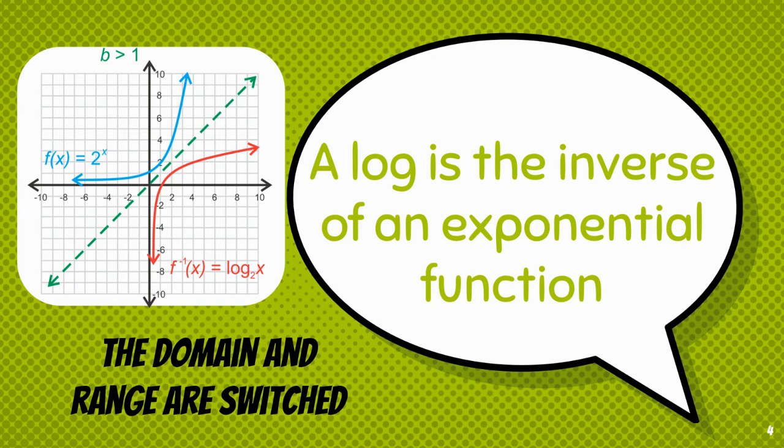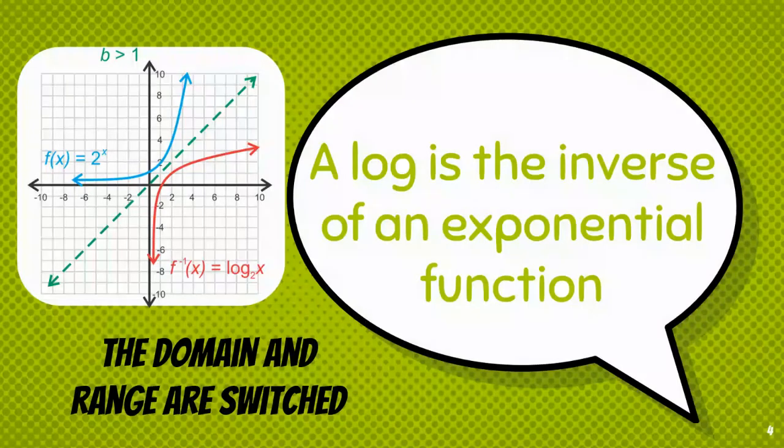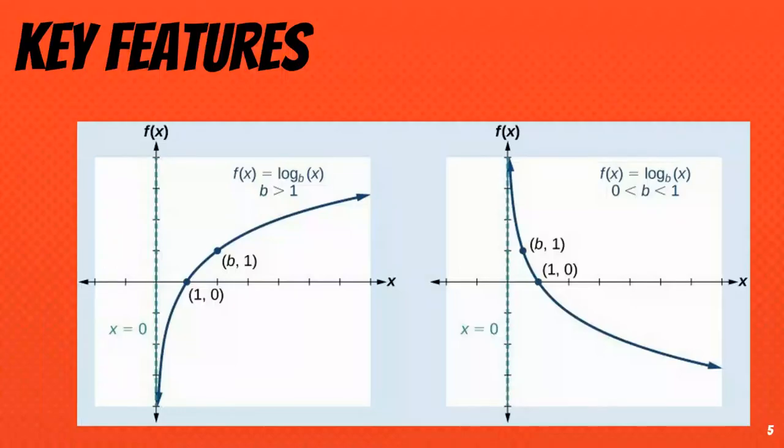So we've talked about before that the domain of an exponential is all reals. The range is all reals except for wherever there are asymptotes. Well, now the range is going to be all reals, and then the domain is going to be restricted on a log, okay? Looking at some key features, similar to exponentials, there's an asymptote. This time it's a vertical one. So an exponential has a horizontal asymptote. A logarithm has a vertical asymptote.